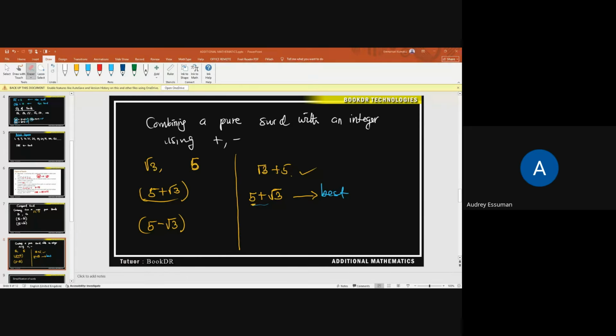Please, sir, with the combining of a pure set with an integer using plus or minus, does it fall under the compound set? Yeah, that is a compound set. The compound set has two types. That is when you combine two pure sets with plus or minus, or you combine an integer with a pure set with plus or minus.